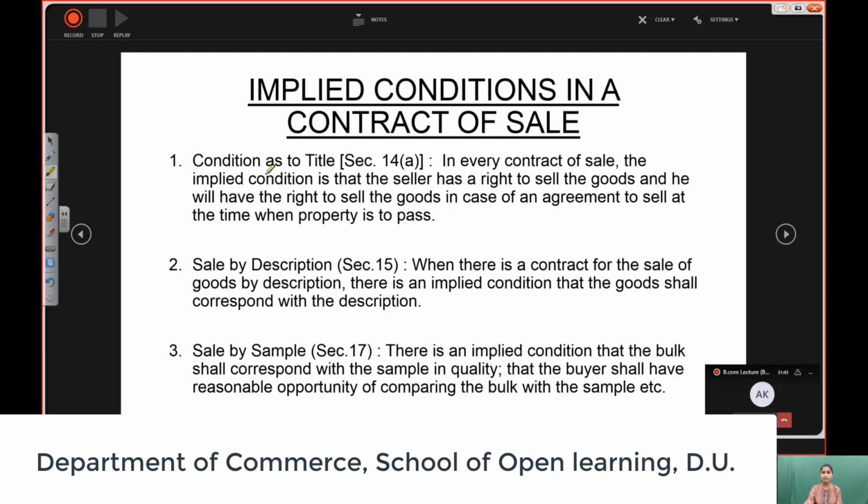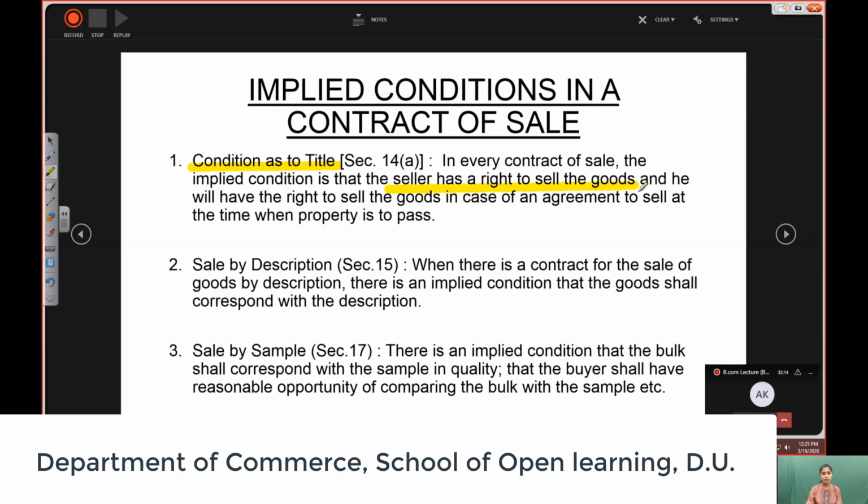First implied condition is condition as to title. So, students, one thing I want to note is that implied conditions are always from the seller's point of view, and implied warranties will always be from the buyer's point of view. So, implied conditions, Section 14(a): in every contract of sale, there will be an implied condition that the seller has the right to sell the goods.